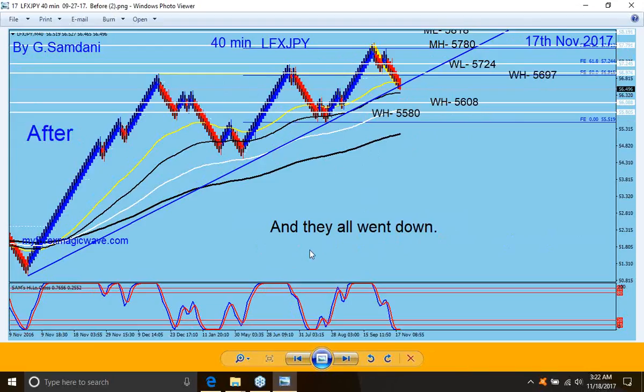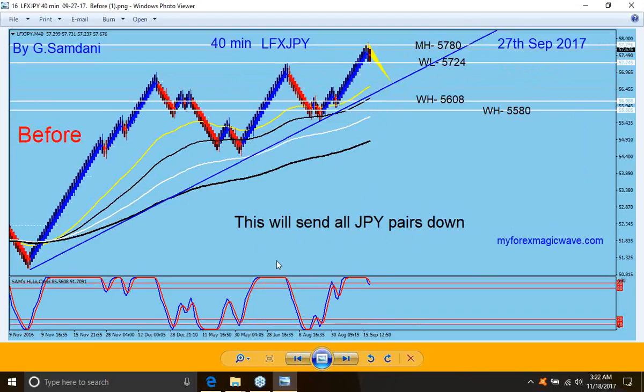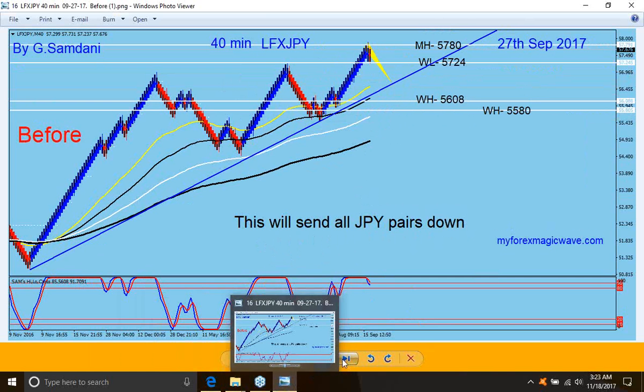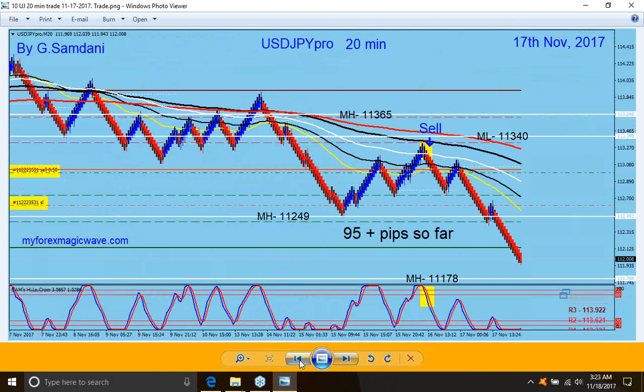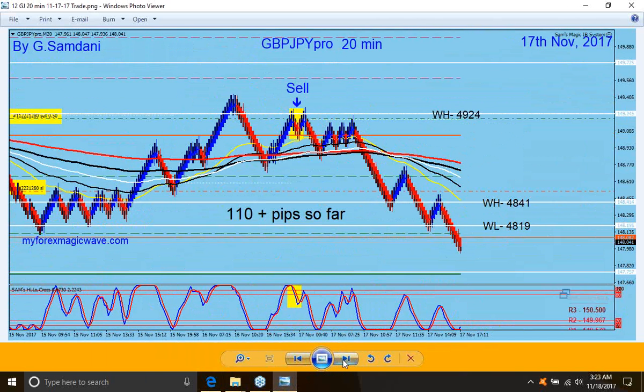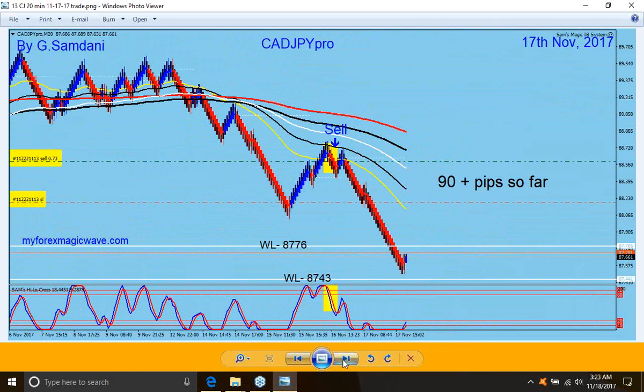This is the reason I put that this will send all yen pairs down. That's why I was taking all these trades, especially yesterday: USD yen down, Euro yen down, Pound yen down, CAD yen down, right? So now this is how it is.